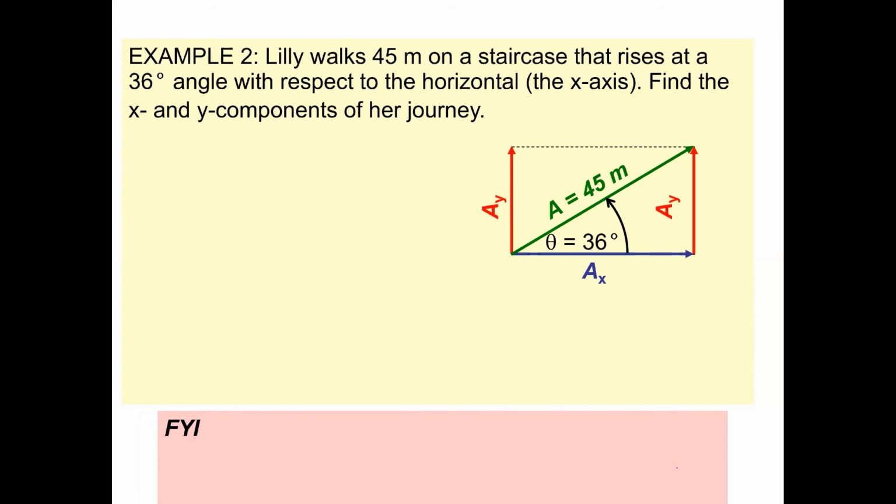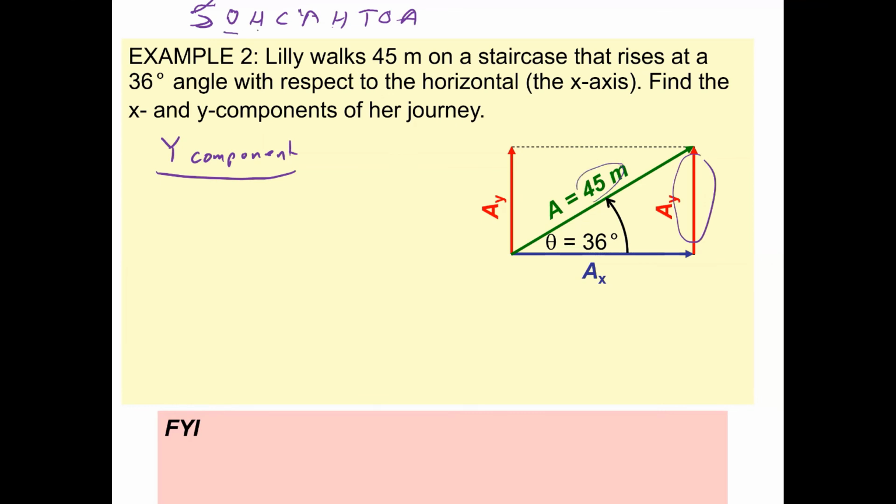So again, need to figure out SOHCAHTOA. So I'm just going to write that up here as a reference. SOHCAHTOA. All right. So let's first find the y component, just to kind of do something different. The y component is opposite the angle, right? And so I want to know what this is. That's what I'm looking for. I know what the hypotenuse is and I know what the angle is. So opposite hypotenuse looks like I'd have to use sine. Indeed, I would say sine of 36 degrees equals A sub y over A.